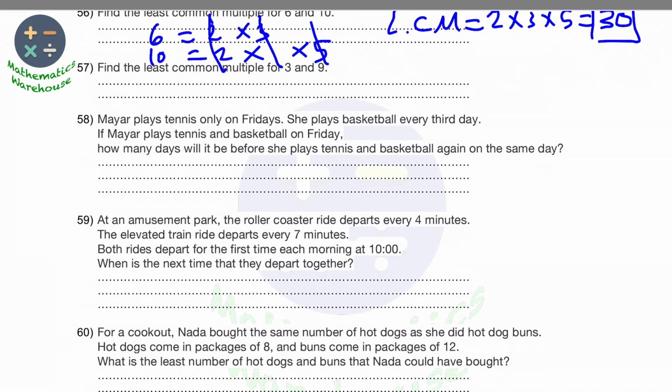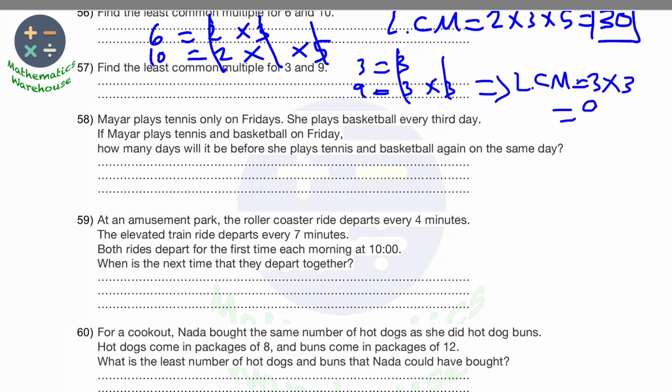Next question, find the least common multiple for 3 and 9. The least common multiple for 3 and 9 is 9. That's why, because 3 equals 3 and 9 equals 3 times 3. Take one from each column. So least common multiple LCM equals 3 times 3 equals 9.